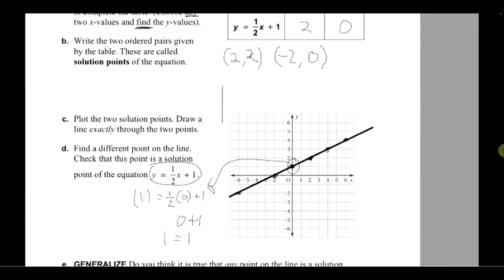Now you'll see we made it back here, and let's plot our values. When we plug in 1 for x, we'll get 1.5 for y.